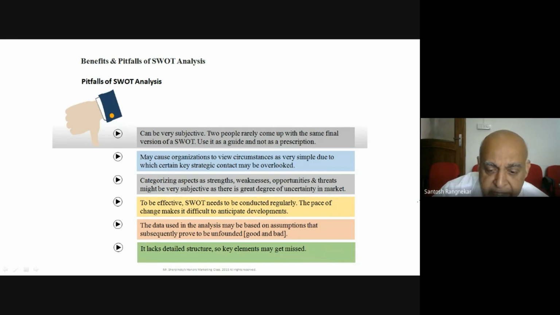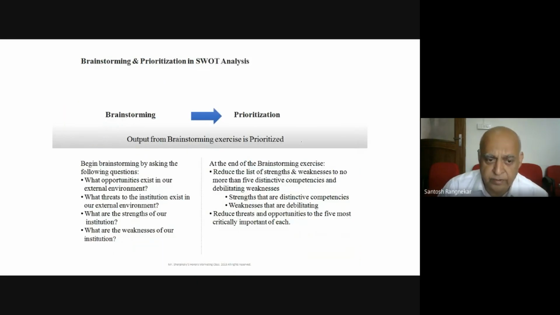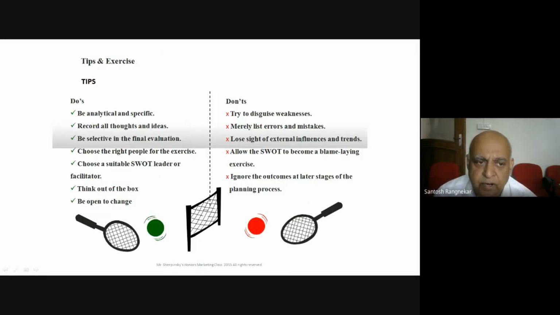Now, this is the method. What you do is go for brainstorming first, and then prioritization. Once you go for brainstorming and prioritization, then you go for these tips. What are the do's and don'ts in the SWOT? Be analytical and specific. Record all thoughts and ideas. Be selective in the final evaluation. Choose the right people for the exercise. Choose a suitable SWOT leader or facilitator. Know what the companies are doing.